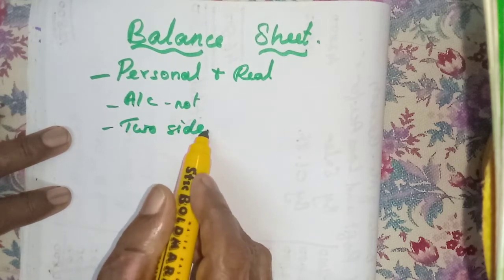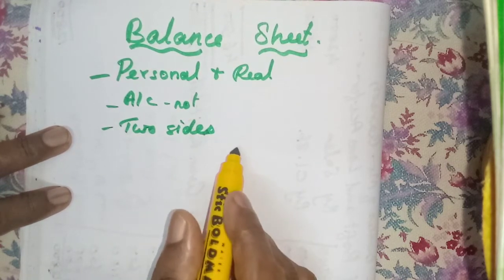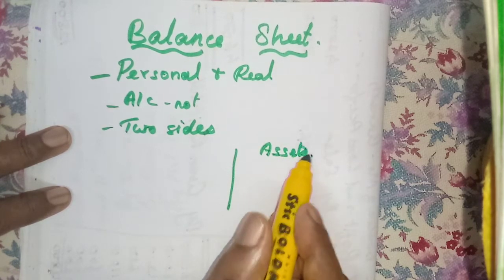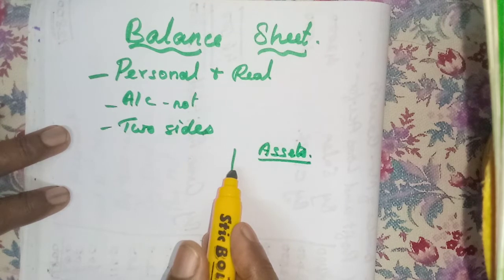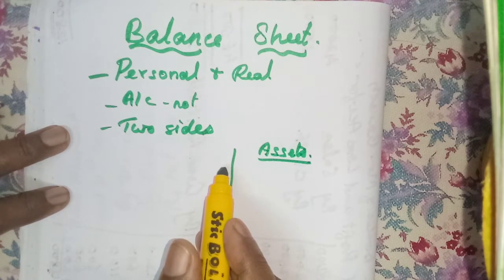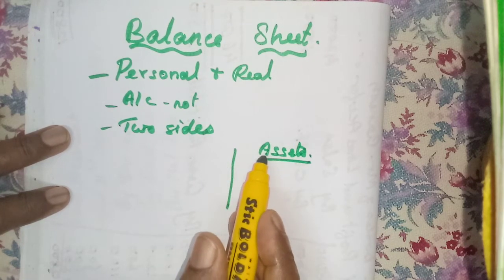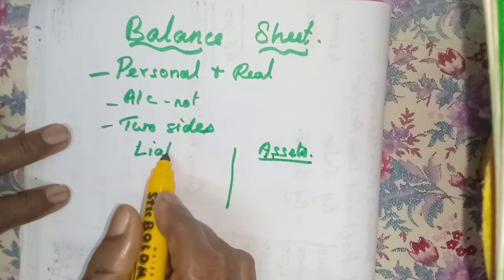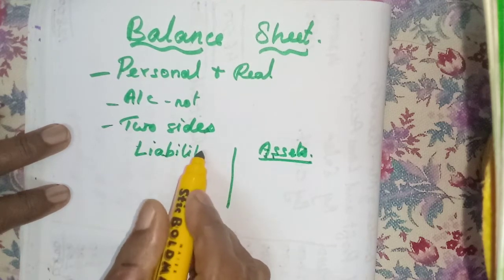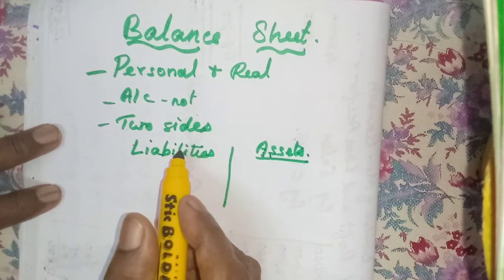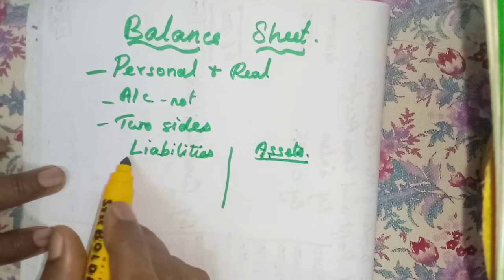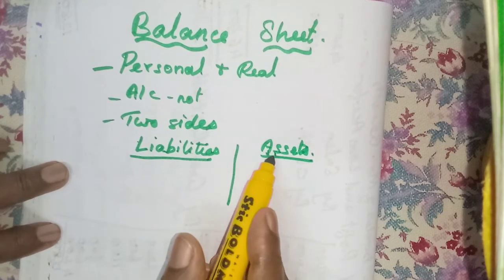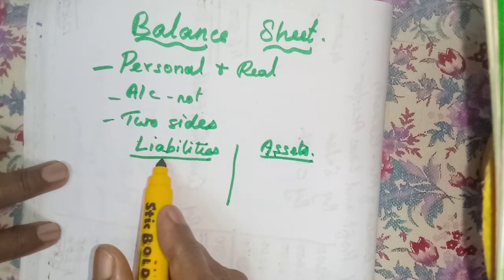The right-hand side is called assets. On the right side, the asset side, we have to enter all the assets. The left-hand side is called liabilities. When we write all the assets, then we will learn the kinds of assets and kinds of liabilities.